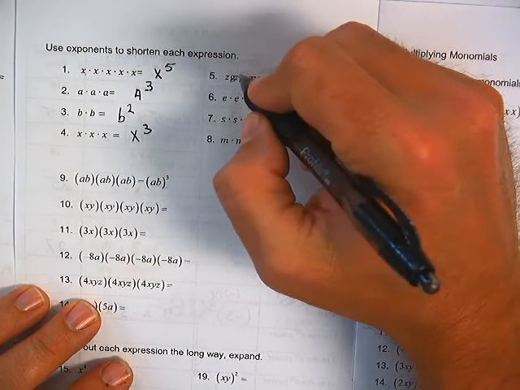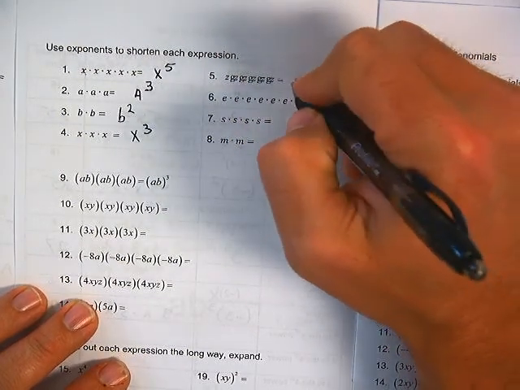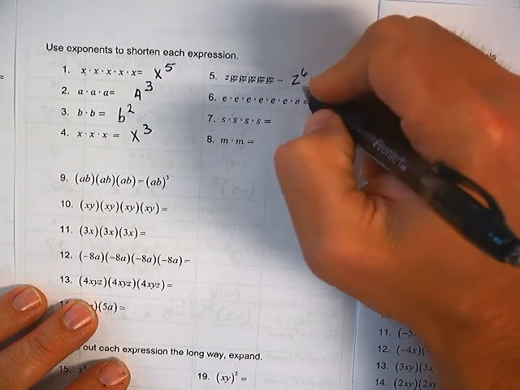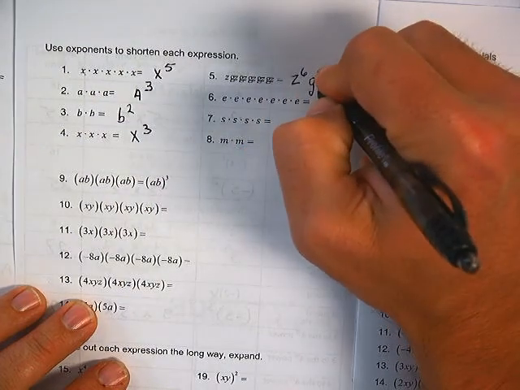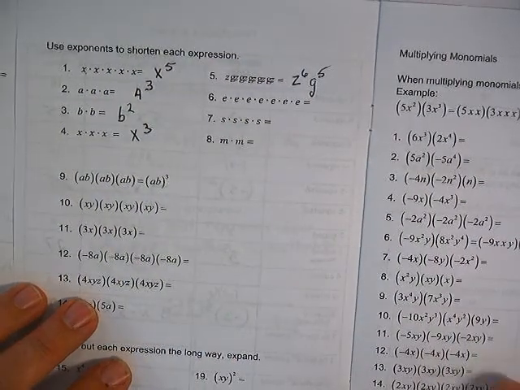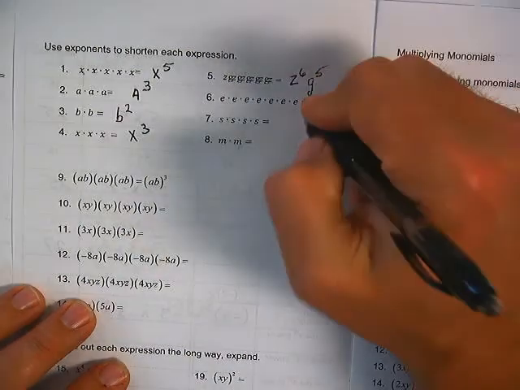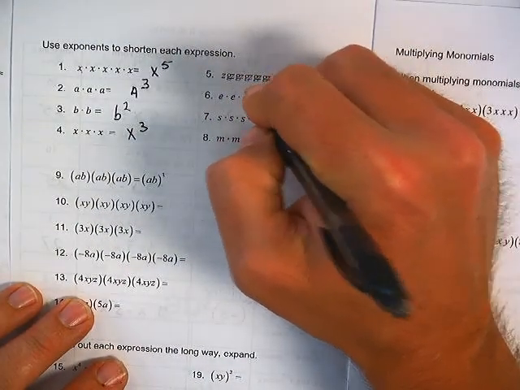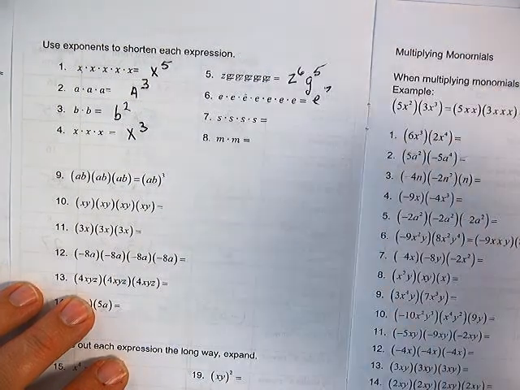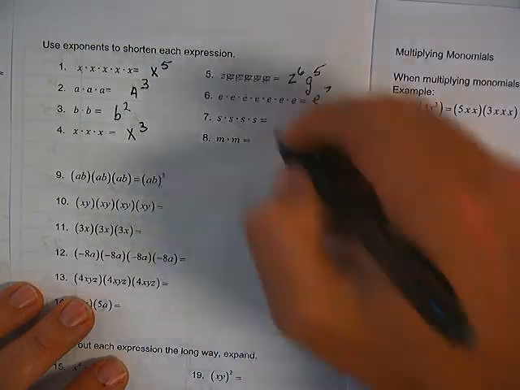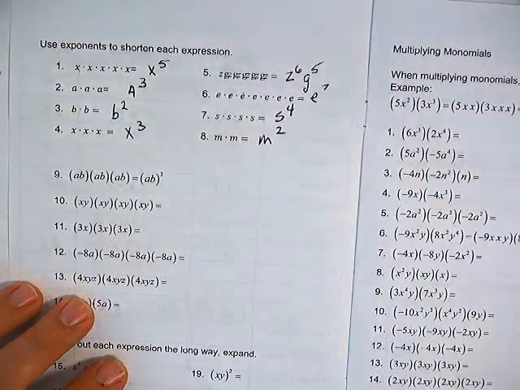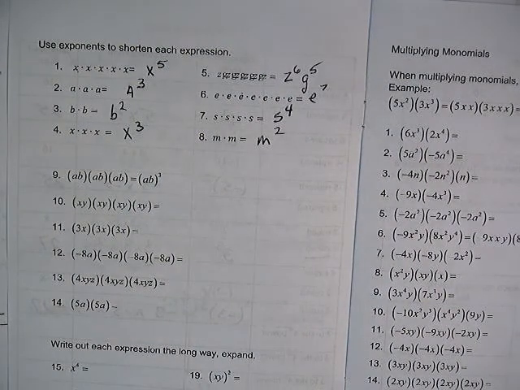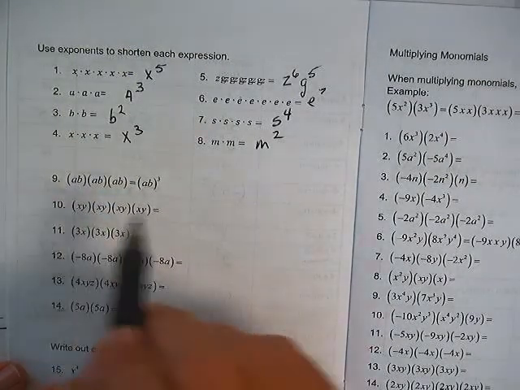Now, how many z's are there? 6. So z to the 6. How many g's are there? 1, 2, 3, 4, 5. So g to the 5th. It's kind of hard to see that, but that's all right. E to the 1, 2, 3, 4, 5, 6, 7. E to the 7th. F to the 4th. Very good. And then we have m squared. Any problem going from expanded form?